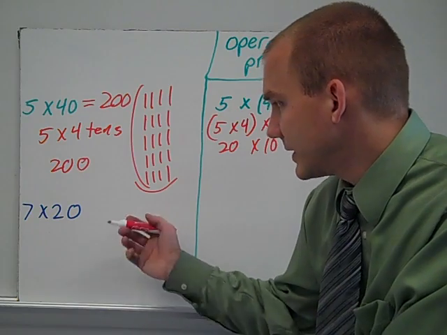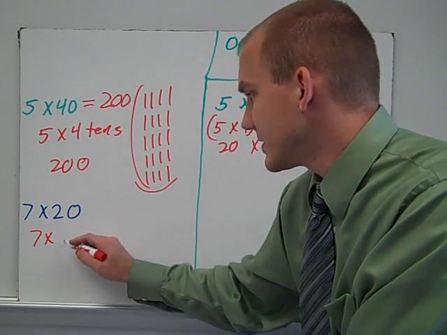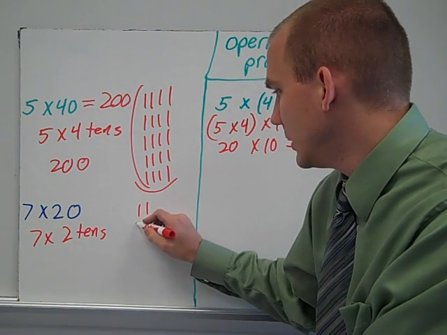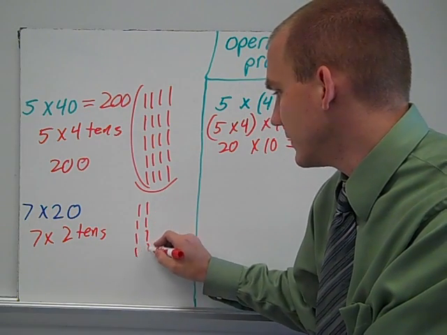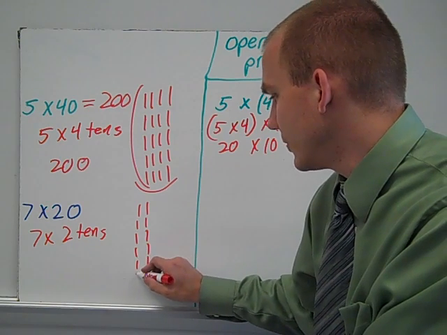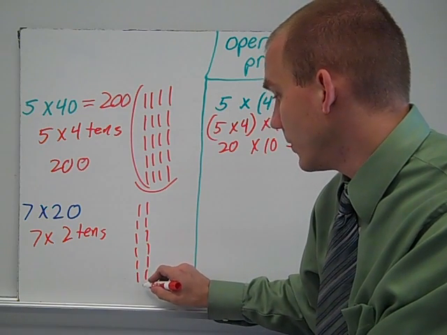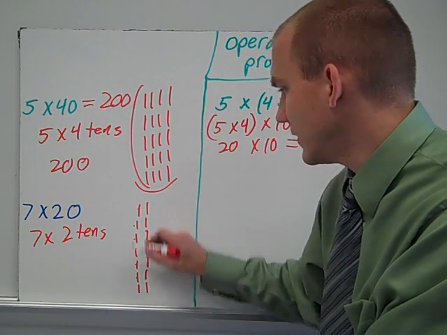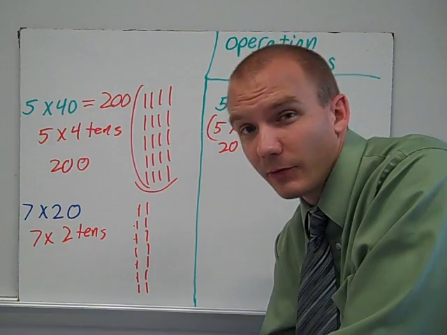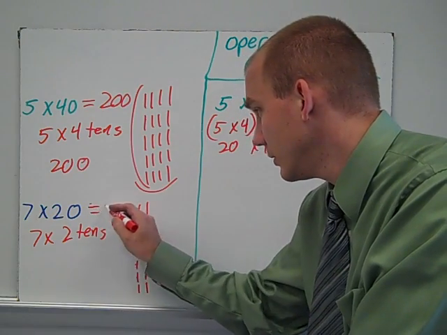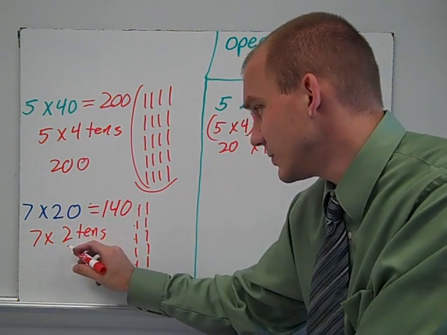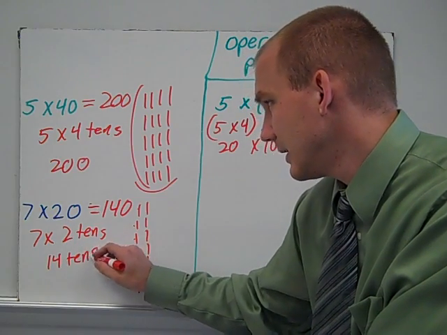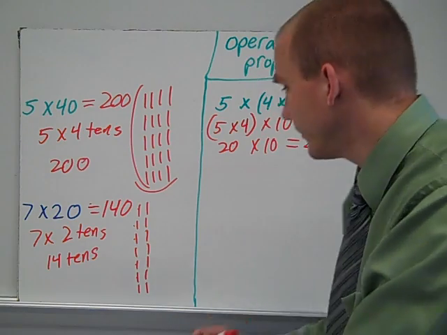7 times 20, well, that's basically 7 groups of 2 tens. So I can go 10, 20, 30, 40, 50, 60, 70, 80, 90, 100, 110, 120, 130, 140. 1, 2, 3, 4, 5, 6, 7. 7 groups, 2 tens. You notice how I counted up by tens there? I got 140. Because 7 times 2 is 14, but I'm talking about 14 tens. And 14 tens equals 140.